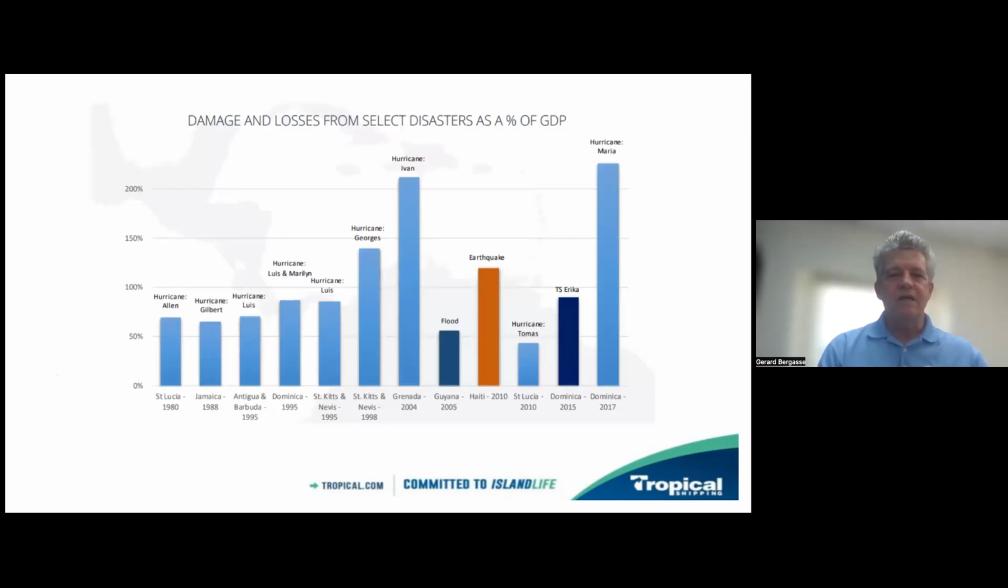So this is a look at cost as a percentage of GDP, and it's just a sampling of various disasters that have happened through the region. And if nothing else, this slide should tell you that these disasters are extremely costly to our region. And there you see on the right-hand side, Maria in Dominica. Next slide, please.